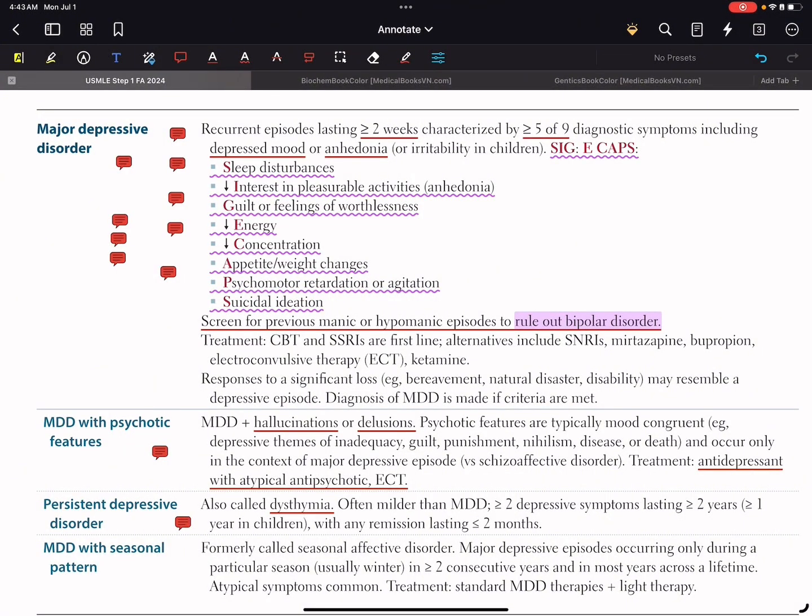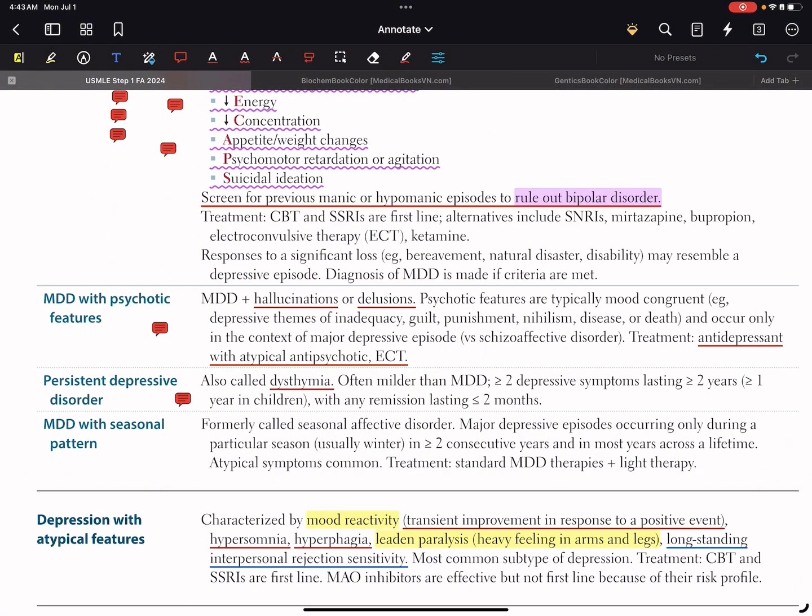Treatment: CBT and SSRIs are first line. Alternatives include SNRIs, mirtazapine, bupropion, ACT, and ketamine. Responses to significant loss, such as bereavement, natural disaster, disability, or a medical diagnosis, are considered MDD if criteria are met.